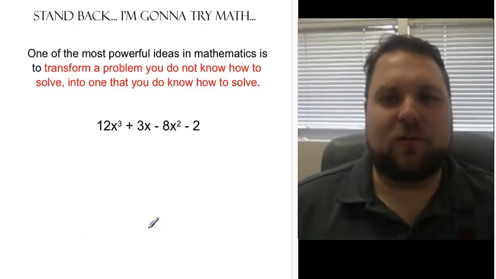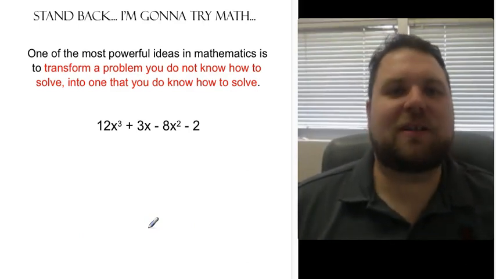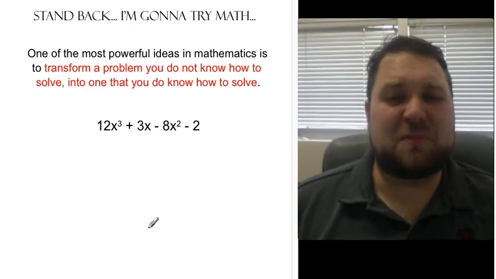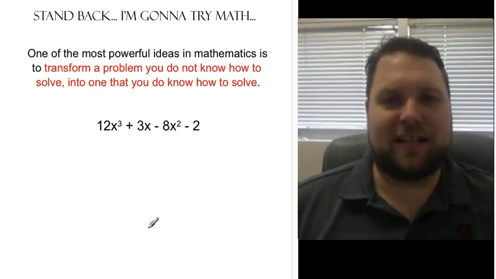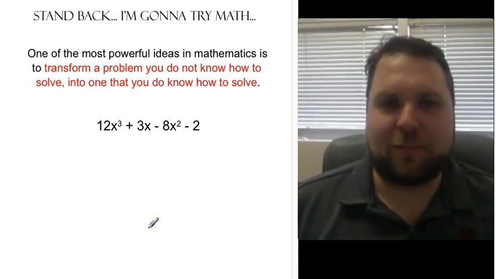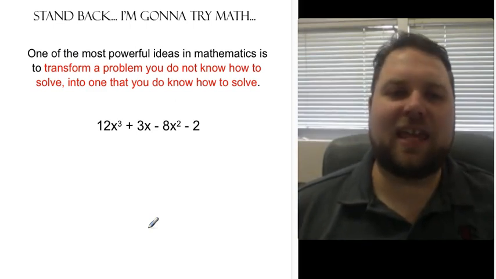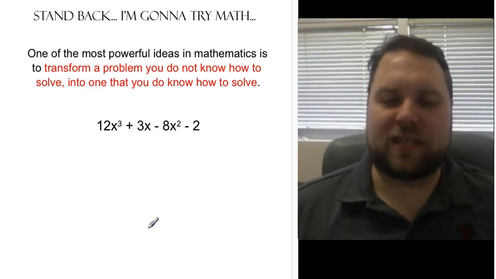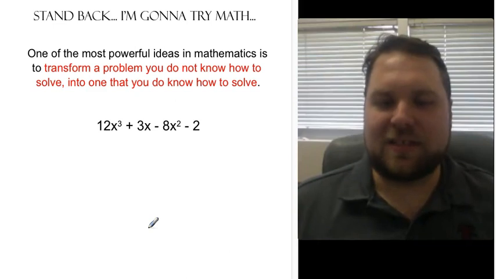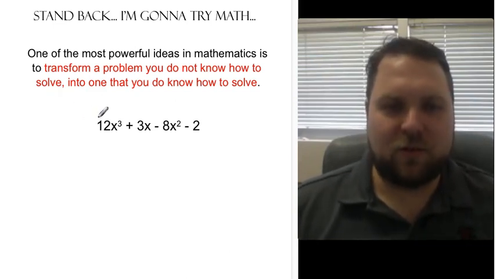So here we go. I say one of the most powerful ideas in mathematics. What I mean by that is the most powerful idea in mathematics is to take a problem that you don't know how to solve and to rearrange it, to look at it from a different angle so that it resembles one that you do know how to solve. And so in this case, to make this something that we know how to solve, we're going to group it.